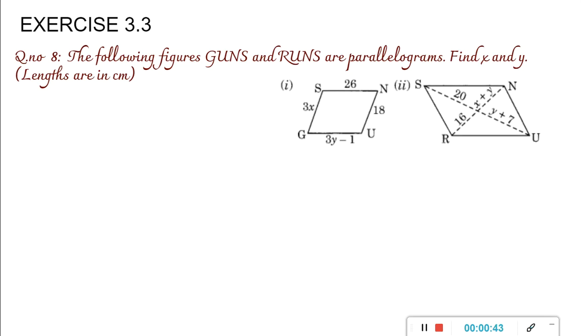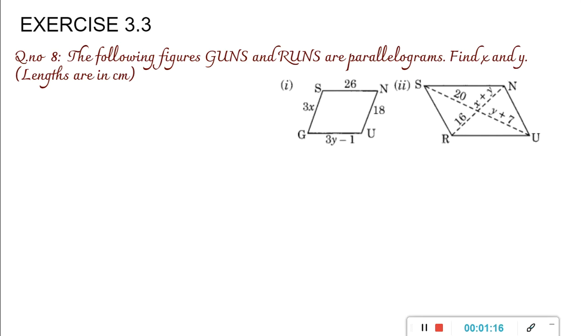In the first diagram, side GU is 3y minus 1 centimeter, UN is 18 centimeter, SN is 26 centimeter and SG is 3x centimeter. Here we know that in a parallelogram, opposite sides are equal, isn't it? So we can say that SG is equal to NU. Same way GU is equal to SN. So from this we can find the value of x and y.